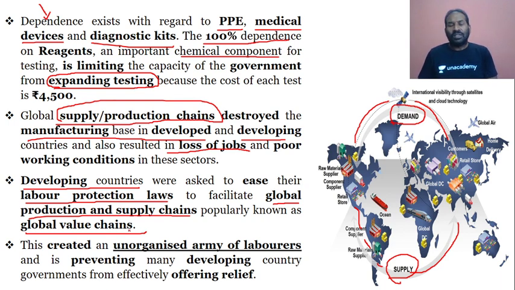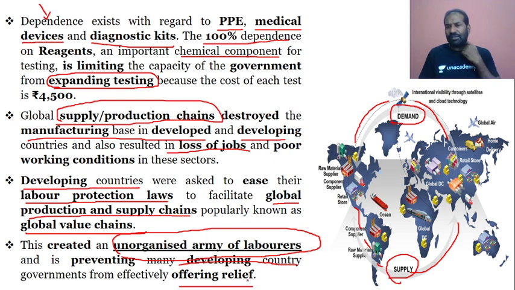And that is a cause of concern, because of the economic liberalization, totally depending on a few countries for many products, and that has become a hurdle at this time. This has created an unorganized army of laborers, because the global supply demand chain system has been destroyed. Because of that, it is preventing many developing countries from offering relief.